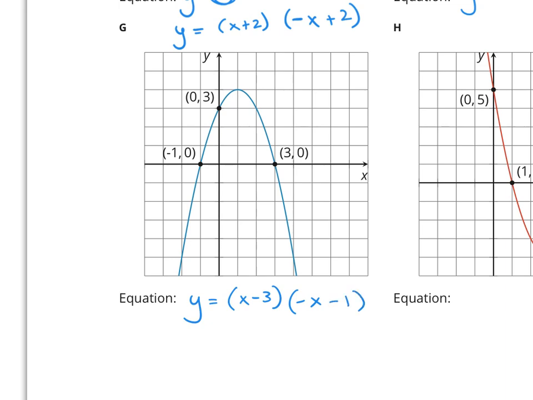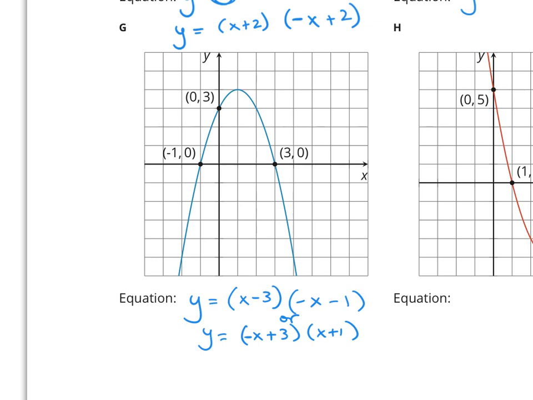Now, I didn't mention this in the previous problem, and I should have. It doesn't matter which one you apply the negative to. So you could have actually applied it to the 3 and made it negative x plus 3 times x plus 1. So either one is fine. It just has to be applied somewhere.